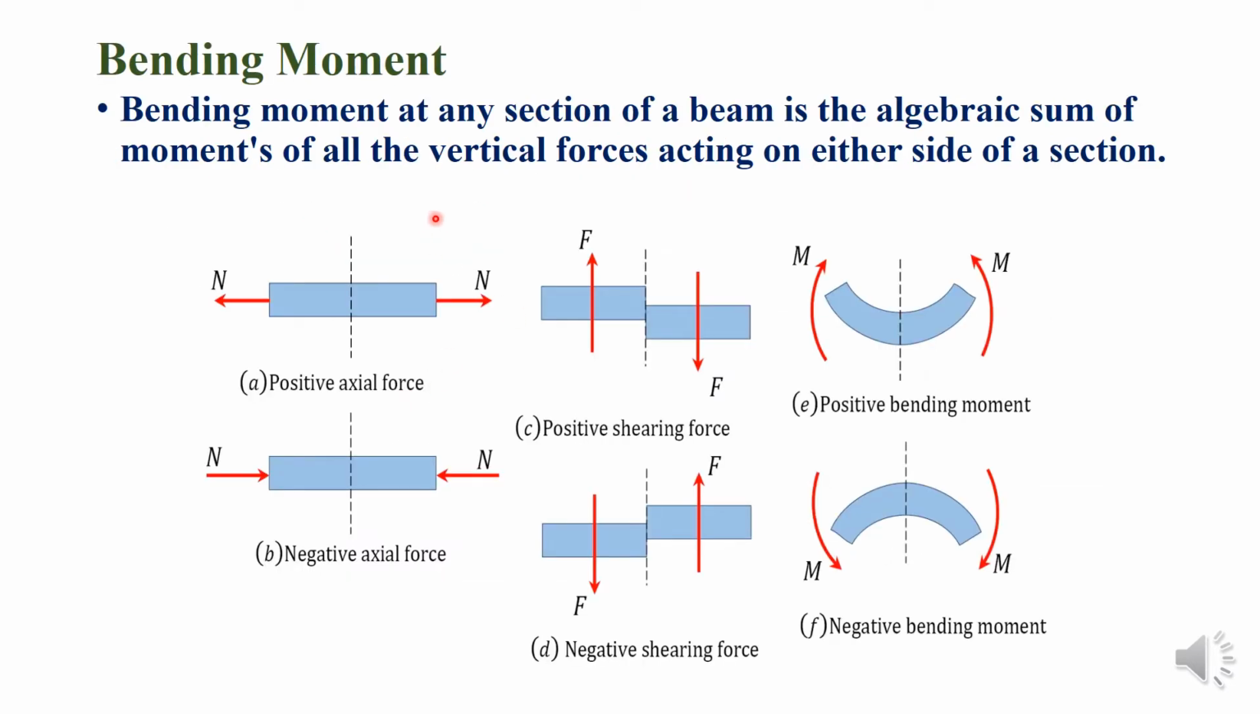Now bending moment. Bending moment at any section of a beam is the algebraic sum of moments of the vertical forces acting on either side of the section. As we see in this figure, the hogging type, when the forces go upward, is known as a positive bending moment. When the forces act downward, that moment is known as a negative bending moment. These are the sagging, and this is known as hogging.